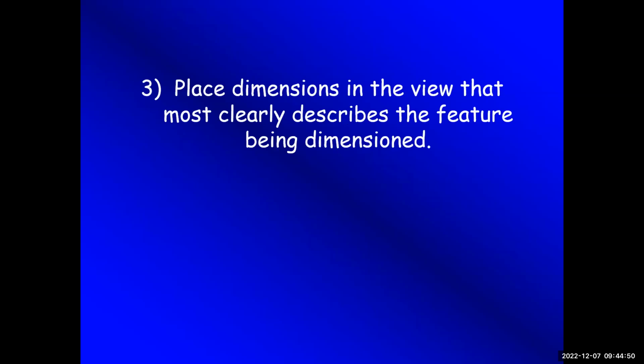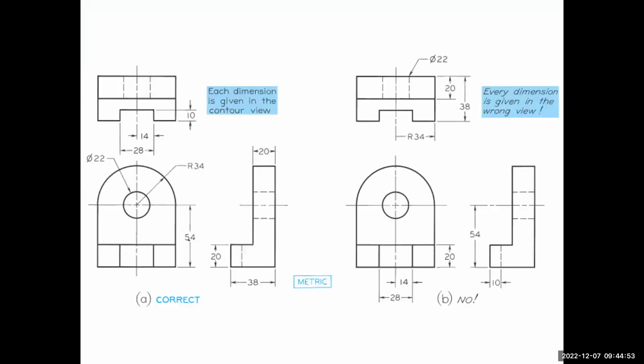Dimensions on the view that best describes that feature. So the hole is best described in this view. That's why it's dimensioned here. Not in this view. It's hidden in this view. It's a terrible spot to dimension the hole, right? This geometry is nice and clear on the profile, so all of these are really good, right? Not up here. You could put this one up here, but it's not as descriptive. So think about where's the most descriptive place to place the dimension.